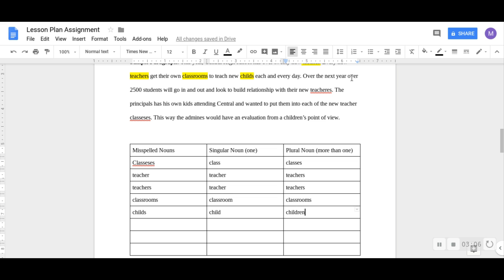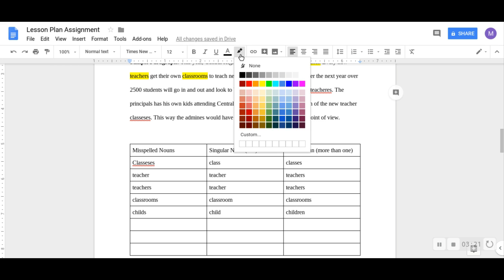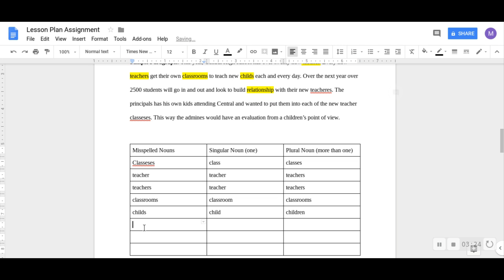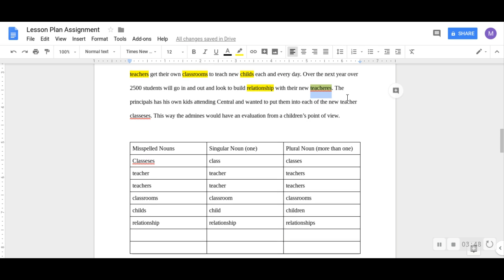Okay, next sentence. Over the next year, over 2,500 students will go in and out and look to build a relationship with their new teachers. Relationship should be relationships. And teachers is spelled wrong yet again, but we already put it in the chart, so I'm going to go ahead and skip over that one. Relationship is singular, and relationships is plural. Teachers, you already know how to spell that one, and that should be in the plural form. So we already did that one.